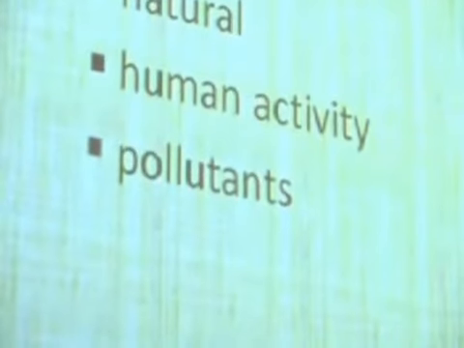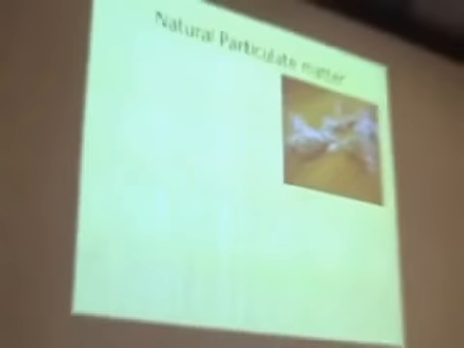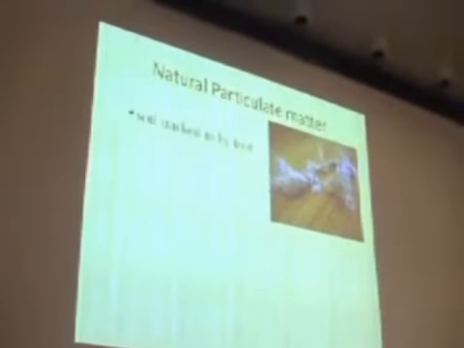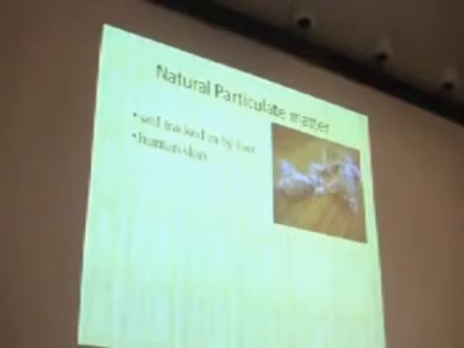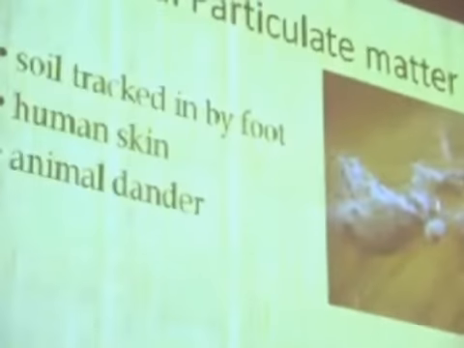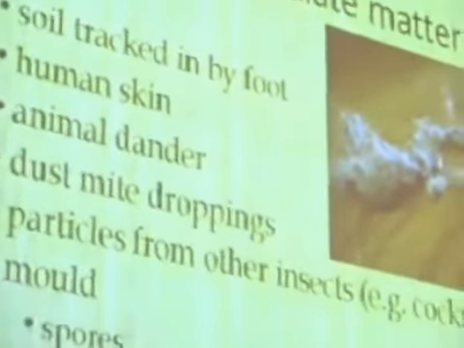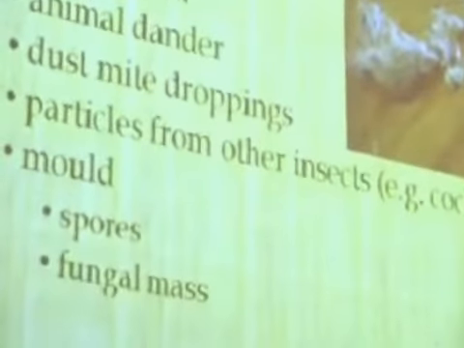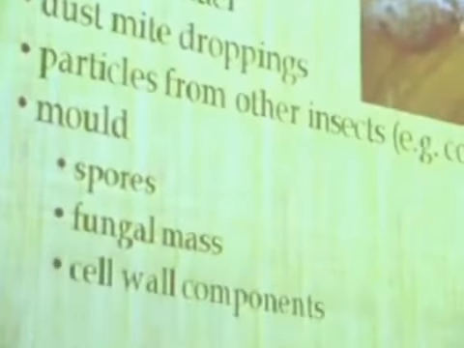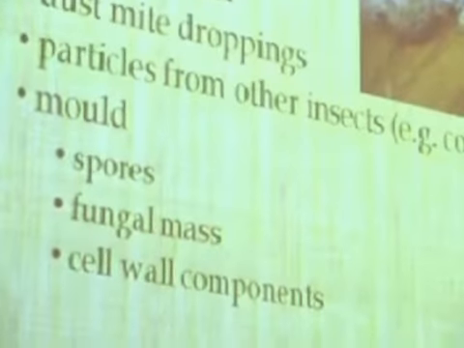The natural particulate matter, everybody recognizes this stuff. Dust. It comes from soil tracked in on by foot. Human skin, animal dander, dust mite droppings, particles from other insects like cockroaches, mold. So there's the mold spores, there's pieces of mold that are in the dust, there's components of the cell wall. I mention that only because if there happens to be a mold problem in your house and you're sick, the mechanism may be the cell wall components because they're what are called pro-inflammatory. So they contribute to an inflammation, especially if there's one already there. And then there's bacteria. This stuff is certainly not sterile.